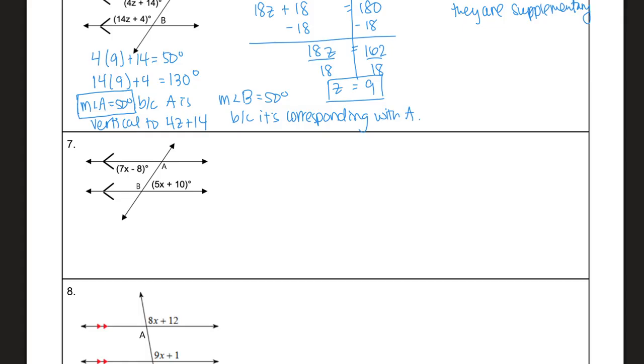All right, let's take a look at question number 7. So question number 7, same thing. We're first going to solve for the variable. So we see that we have this angle right here and this angle right here, and those are alternate interior angles.